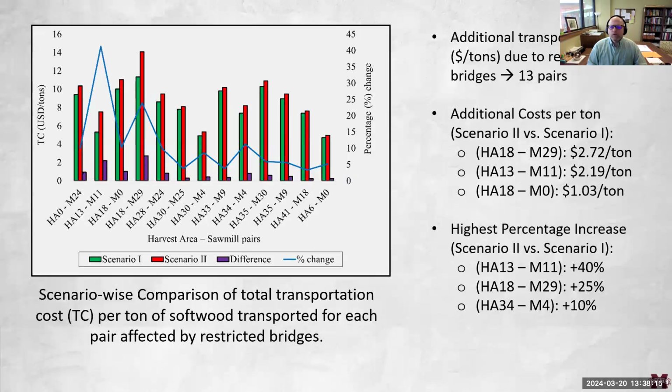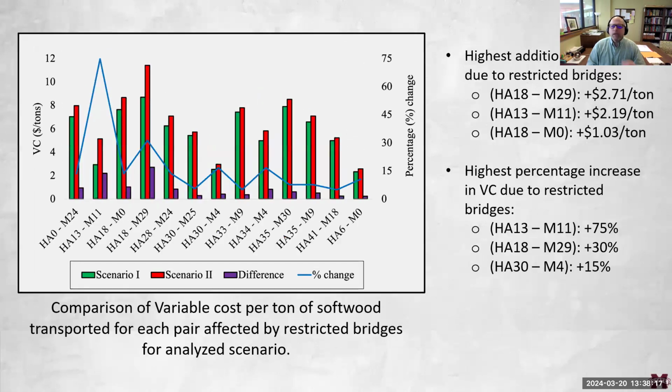So that was our total transportation cost. If we look at some of the breakdown of the component parts, we're looking at variable cost, and you can see where those big blue spikes are. Those are the worst ones. We had percentage increases for the top three of 75%, 30%, and 15%. So again, even more profound in terms of the variable cost, because part of variable cost is a distance measure, and distances are increased. So we get that much larger variable cost increase due to the outages.